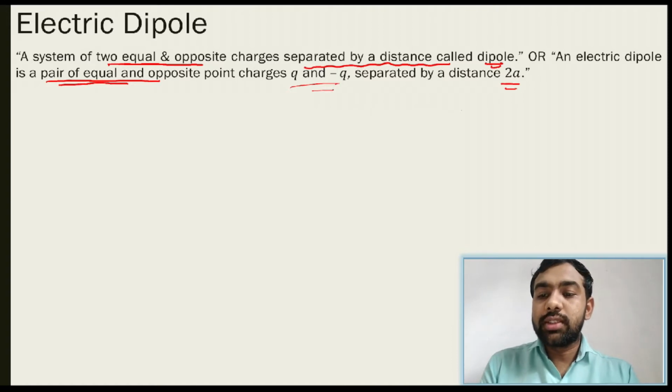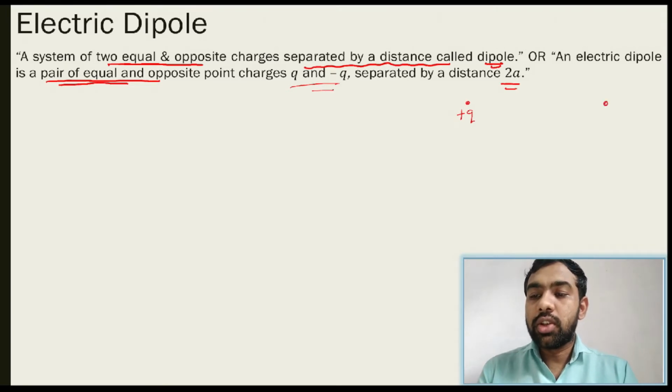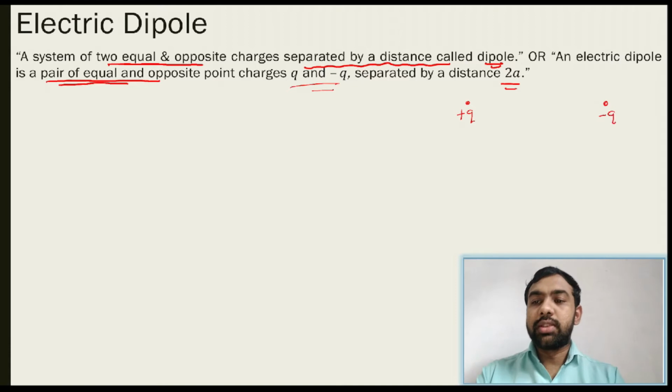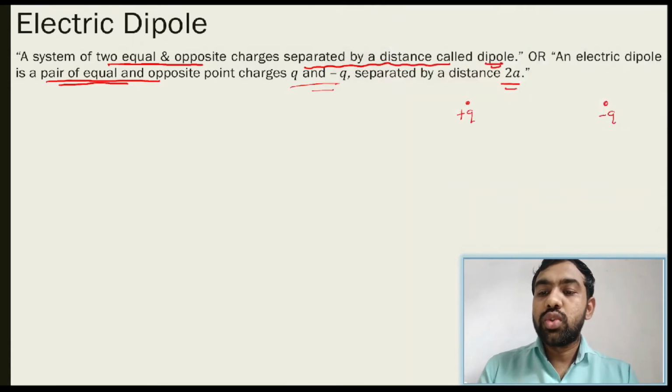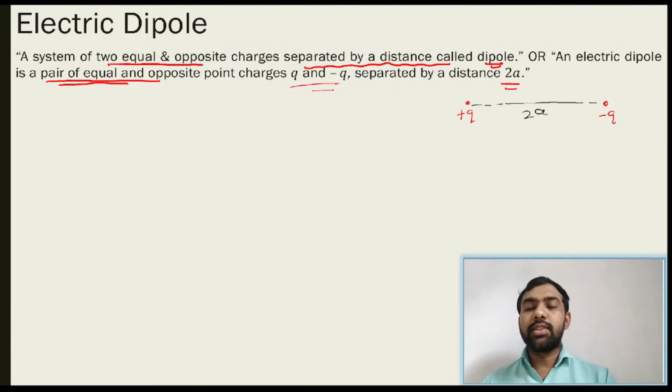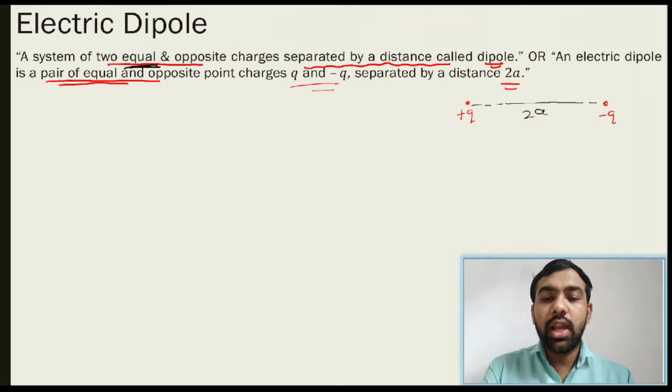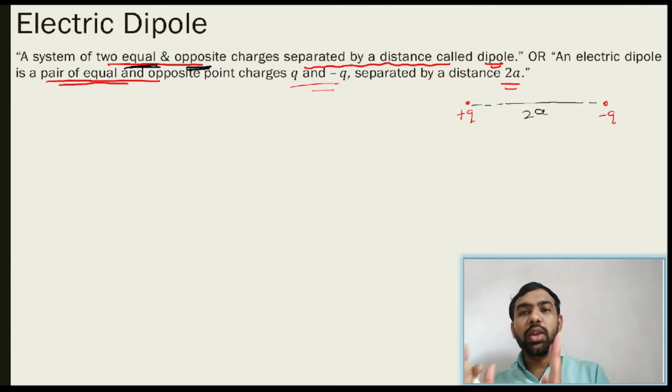So its configuration is like this. Suppose here this plus q is placed, here suppose minus q is placed, and the distance between these two charges is considered as 2a. Then this specific configuration of charge is called an electric dipole. Equal and opposite charge means plus q and minus q. You must note this. So this is the simple one, and here we define the dipole moment.